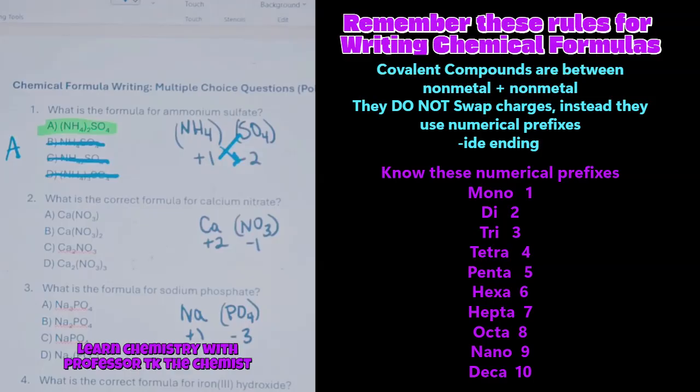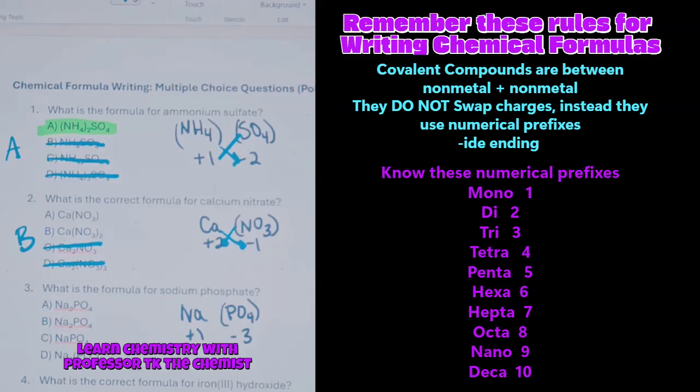For number 1. Number 2, calcium is going to pick up the 1. So you know it's not going to be letter C nor letter D. Nitrate is going to pick up the 2 on the outside. So 2 is on the outside. So yes, letter B. Y'all are very smart in here. Y'all are very, very smart.